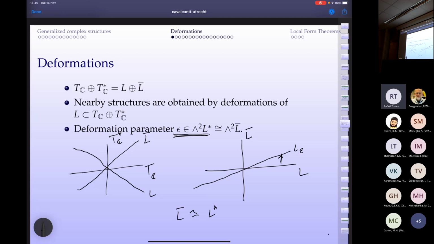That was a bit quick, but you just need an element in wedge 2 of L bar, or wedge 2 of L star, and that gives you an isotropic element. Because L didn't intersect L bar, if you move it a little bit, it will still not intersect its complex conjugate. So you're all good there. And the only question is, what about integrability?